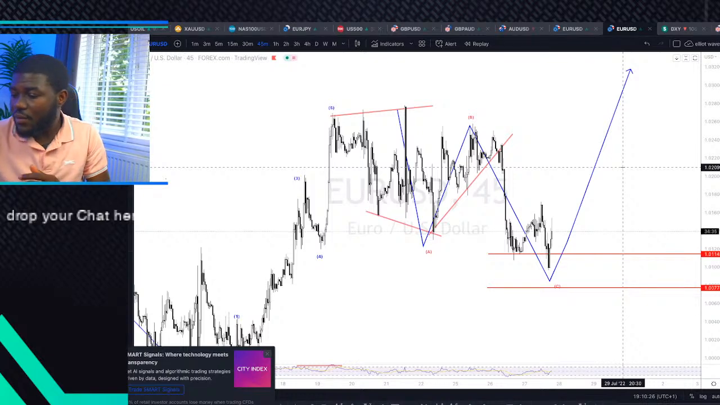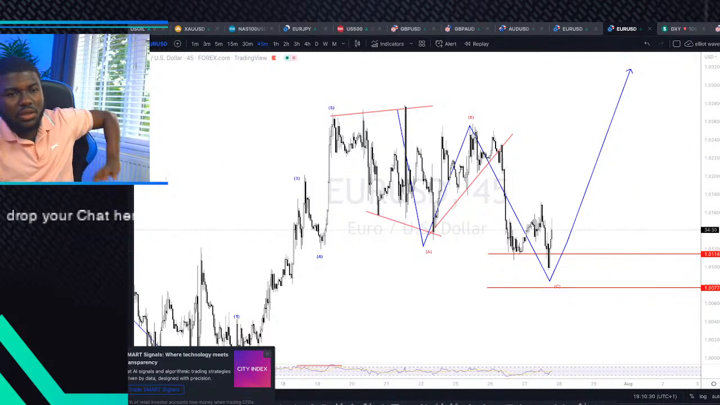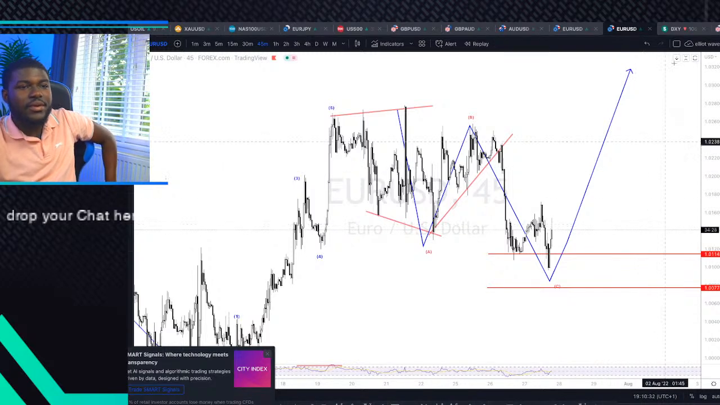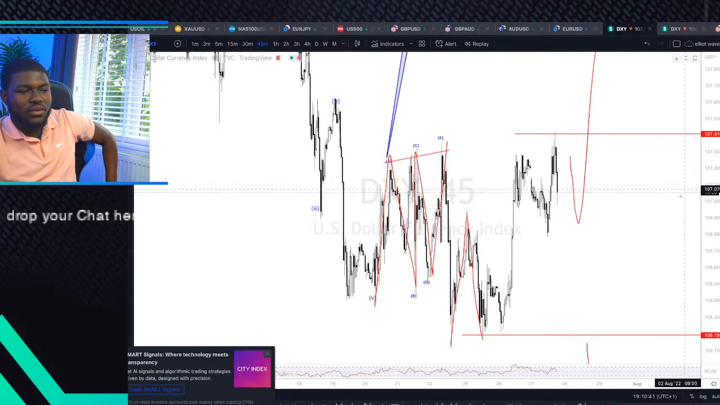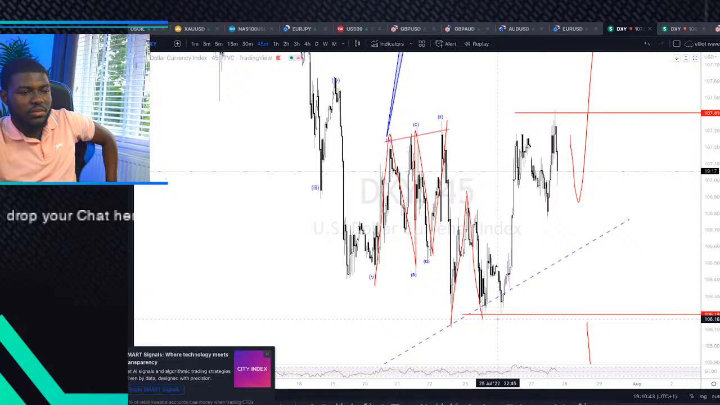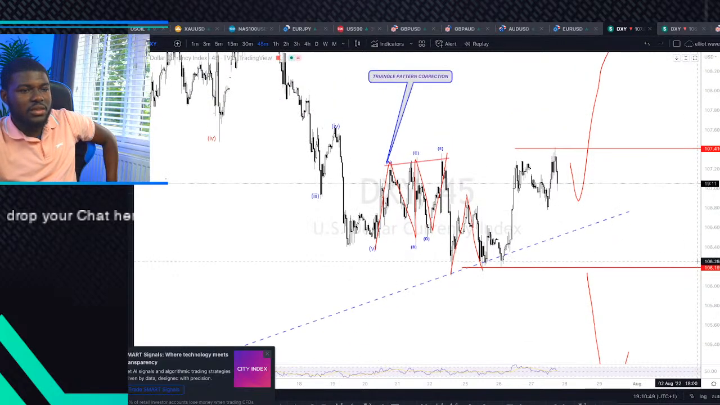For now, I don't have any recommendation to buy or sell any of these pairs, because price has not really given us a nice setup to trade. I don't like forcing setups. If I wanted to force a setup, I'd be like, oh, this is 1, 2, blah, 4, 5. No, it's not yet clear enough.